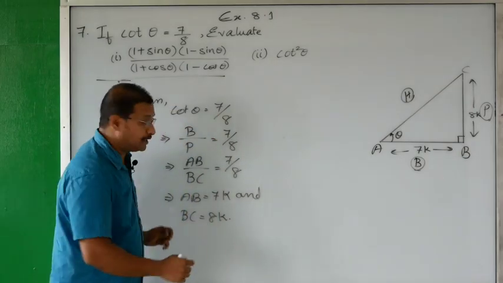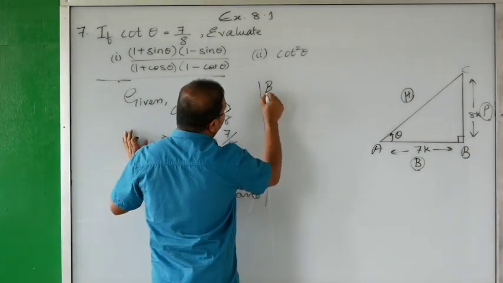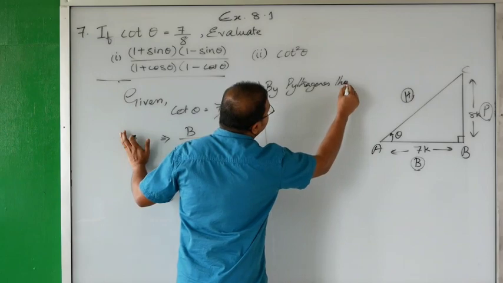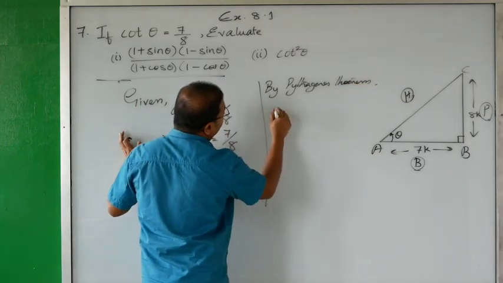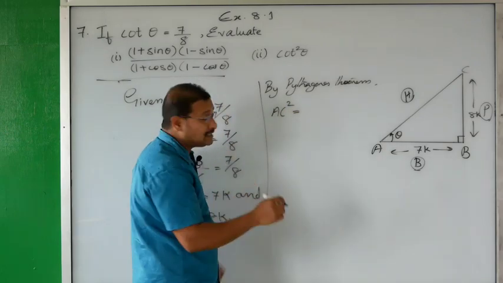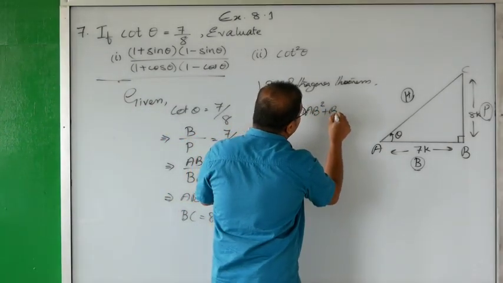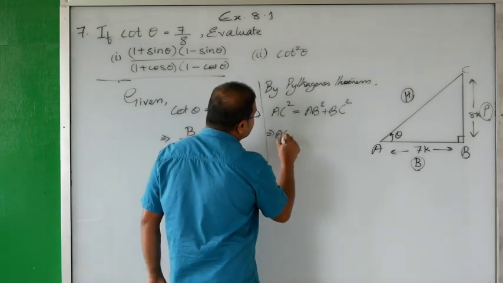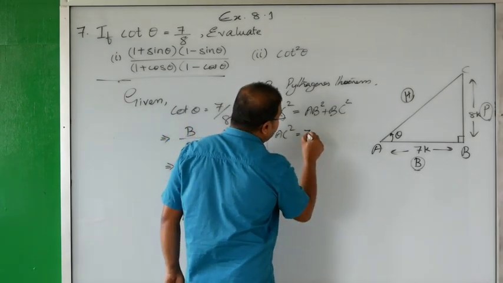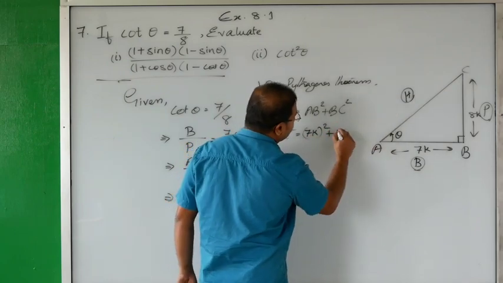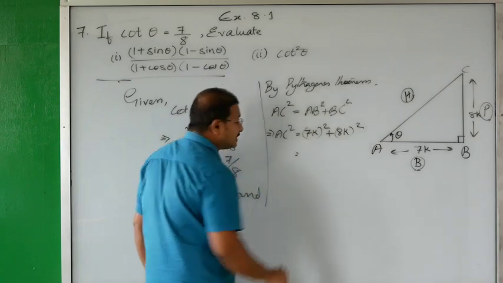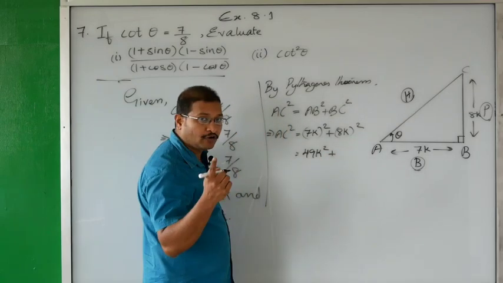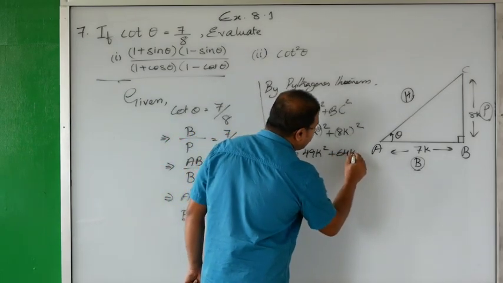Now we have to use the Pythagoras theorem. By Pythagoras theorem, longer side square, that means AC square equals AB square plus BC square. What is the value of AC? We don't know, we need to find it out. So AC square equals AB, what is AB? 7K, the whole square, plus BC, 8K, the whole square. 7 squared, 7 sevens are? Yes, 49K square plus square of 8, 8 eights are 64K square.